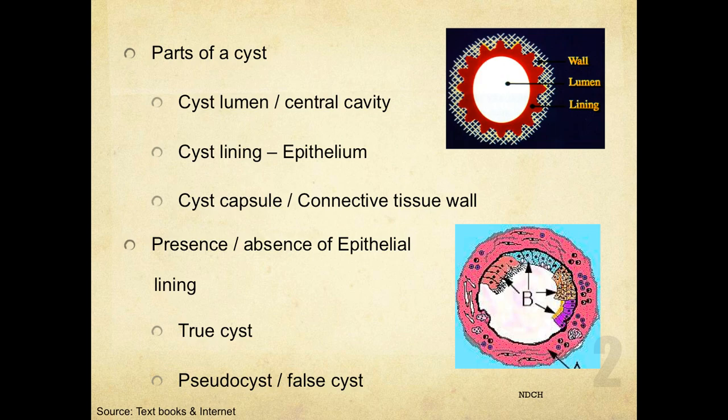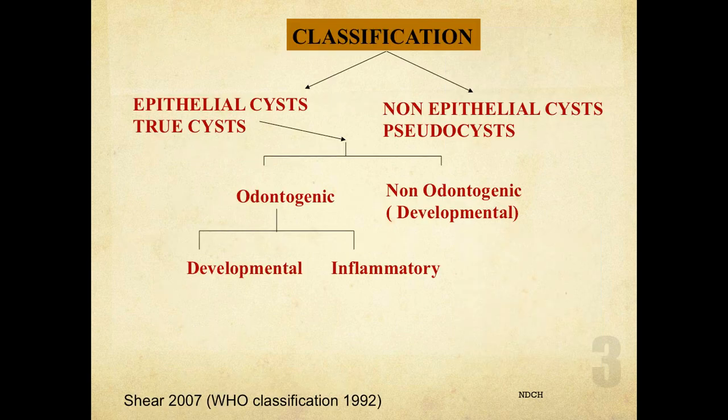The parts of a cyst are: you have in the center a cavity which is called the cyst lumen, which is surrounded by a lining which is nothing but the epithelial lining, which in turn is surrounded by the cyst capsule, which forms your connective tissue wall. The presence or absence of the epithelial lining dictates whether the cyst is a true cyst or a pseudocyst or false cyst.